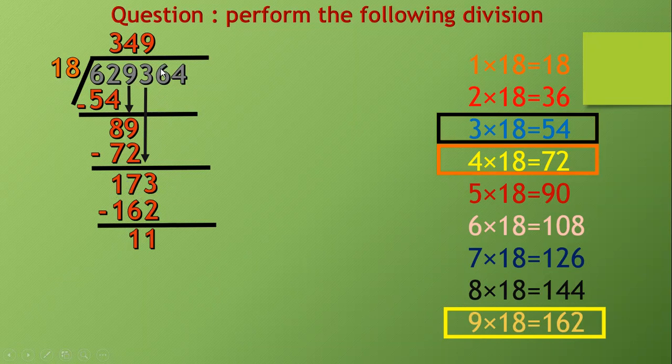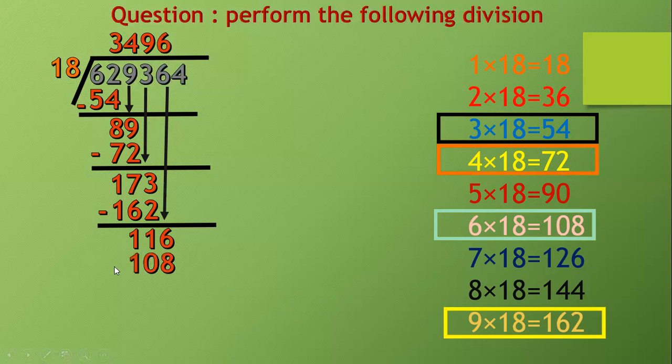Bring down the next digit, that is 6. Now the number 116 is also greater than 18. So find the product of 18 which is equal or nearest and smaller to 116. Now find the product here. Yes, 6 multiplied by 18 is equal to 108, and 6 will be in quotient and 108 will be placed here.